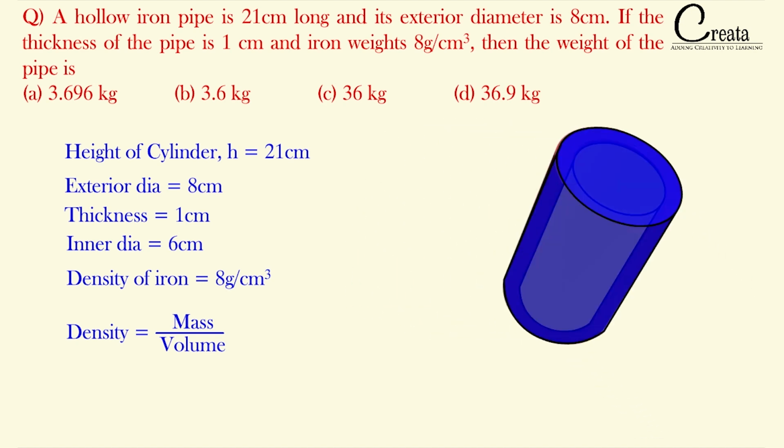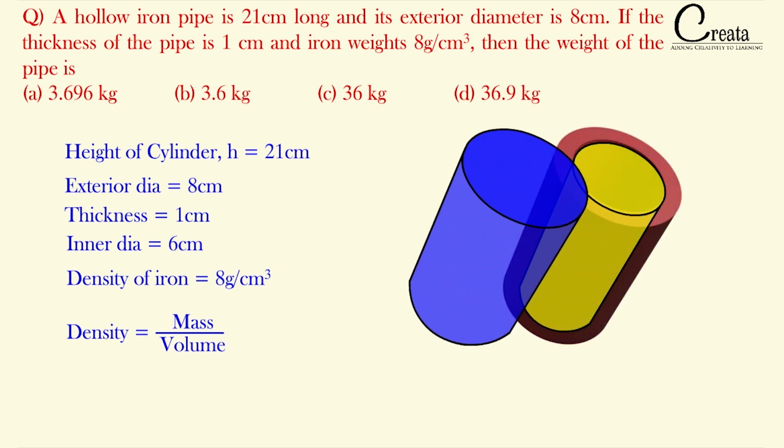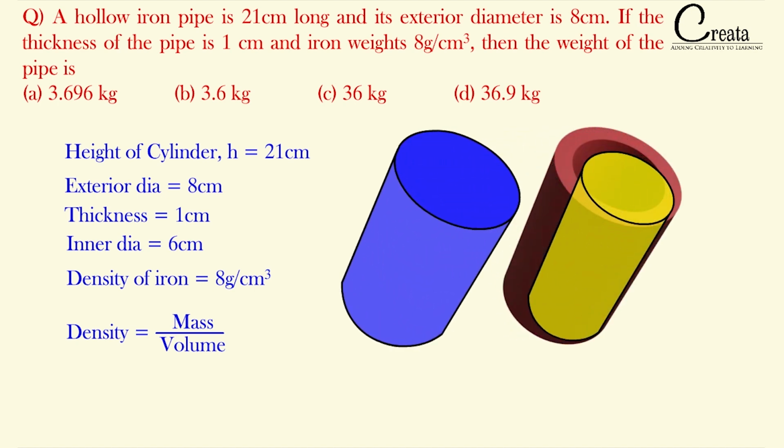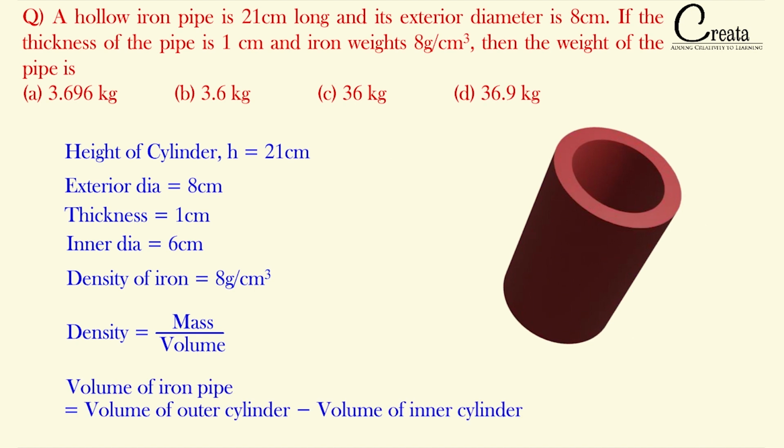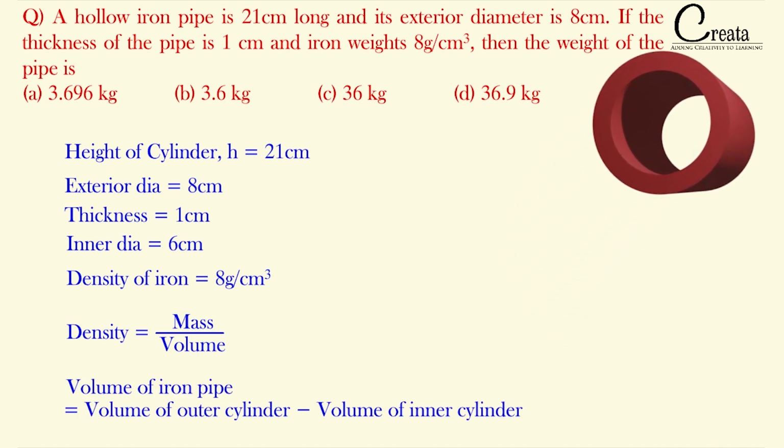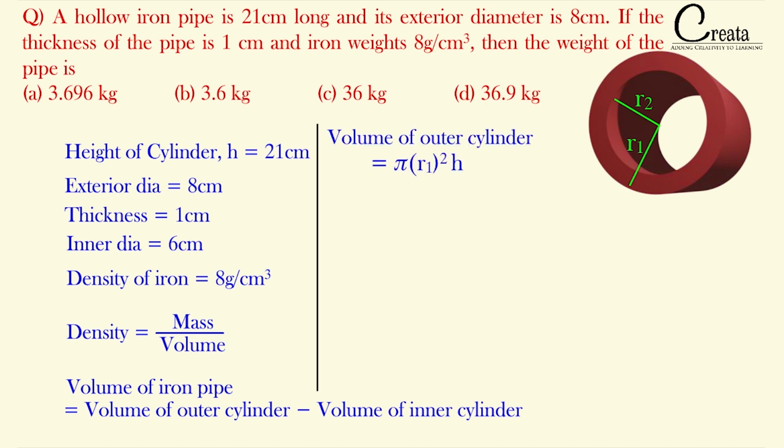So we can say volume of the iron pipe will be equal to the volume of the outer cylinder minus volume of the inner cylinder. Okay, let's assume R1 as the radius of the outer cylinder and R2 as the radius of the inner cylinder. Can we say the volume of the outer cylinder will be equal to pi R1 square h?